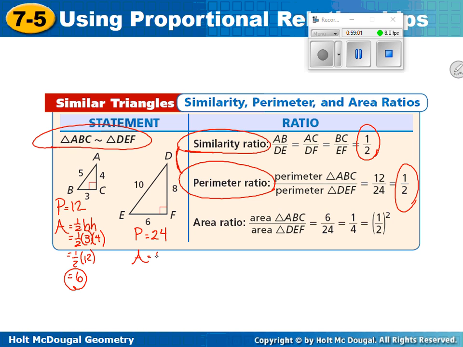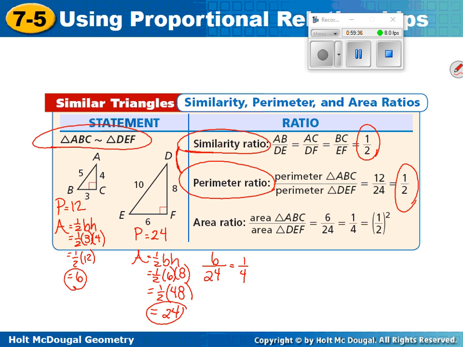Area. 1/2 base times height. What's the base of this triangle? 6. What's the height? 8. What's 6 times 8? Come on, guys, you should know your multiplication tables. 6 times 8 is 48. What's half of 48? 24. What is 6 over 24 reduced to? 1/4. That's not the same, right?